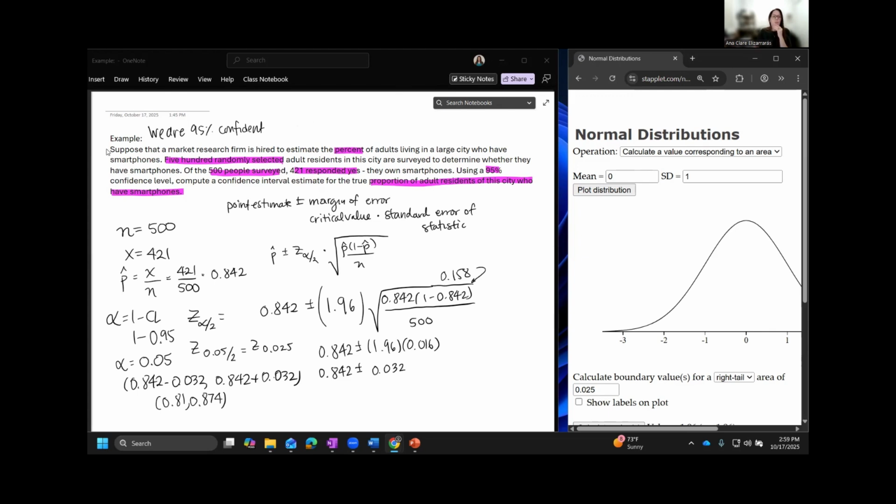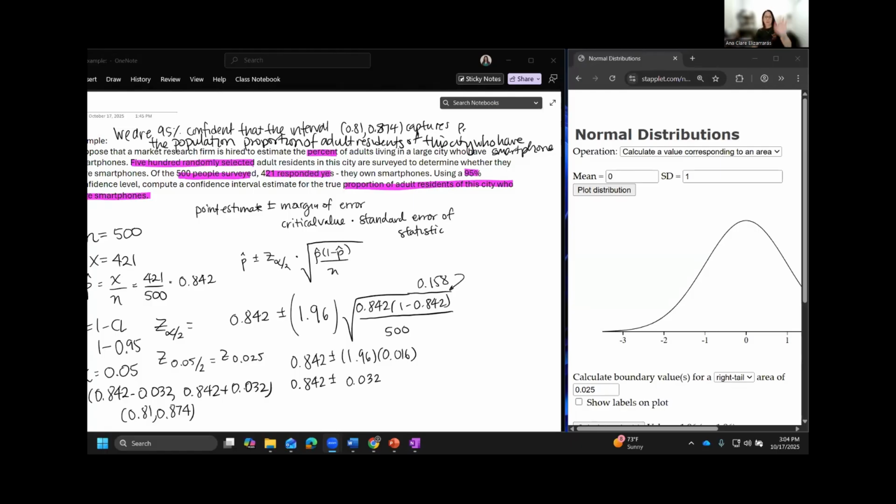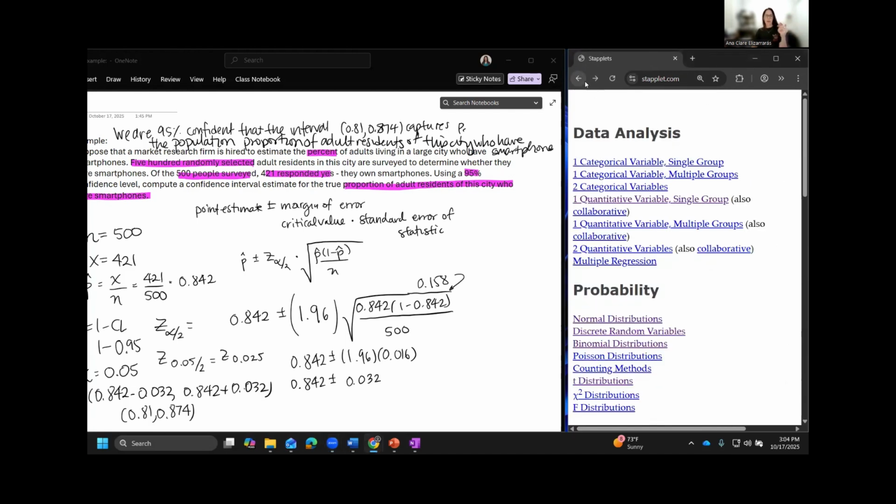Okay. My interpretation should come up here in a minute, but we could also use Stapplet to help us with these calculations. So let's take a pause and use Stapplet. Okay, now you can see my interpretation written. In order to perform a confidence interval in Stapplet, you need to go to a quantitative variable because remember, these are binary, you have success and failure.